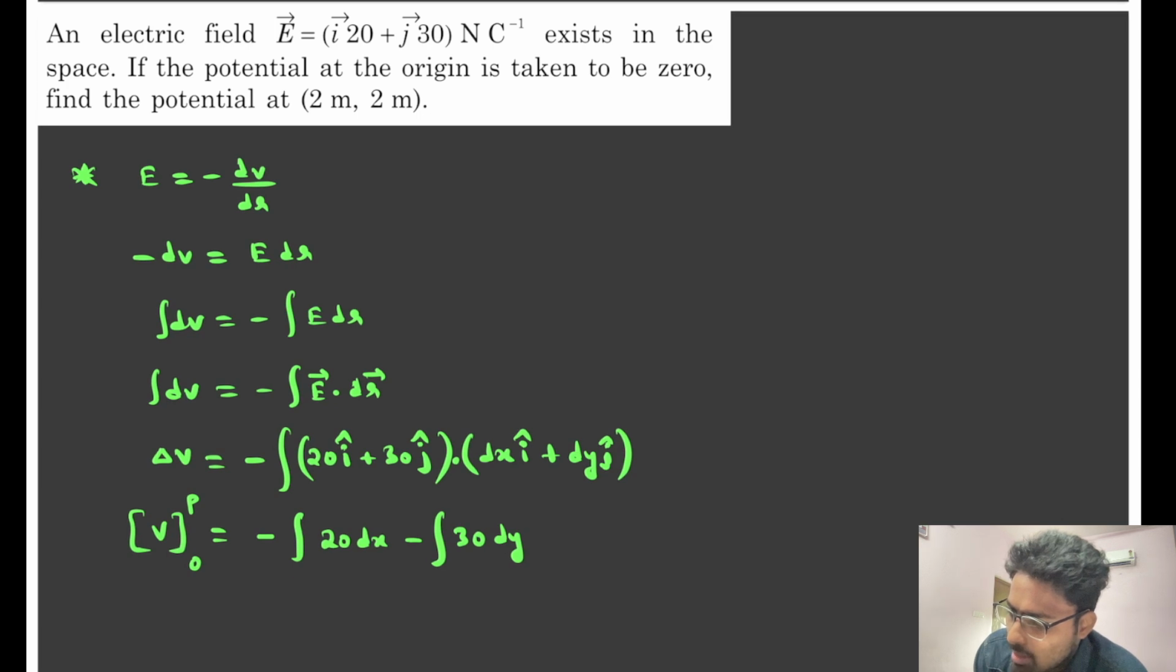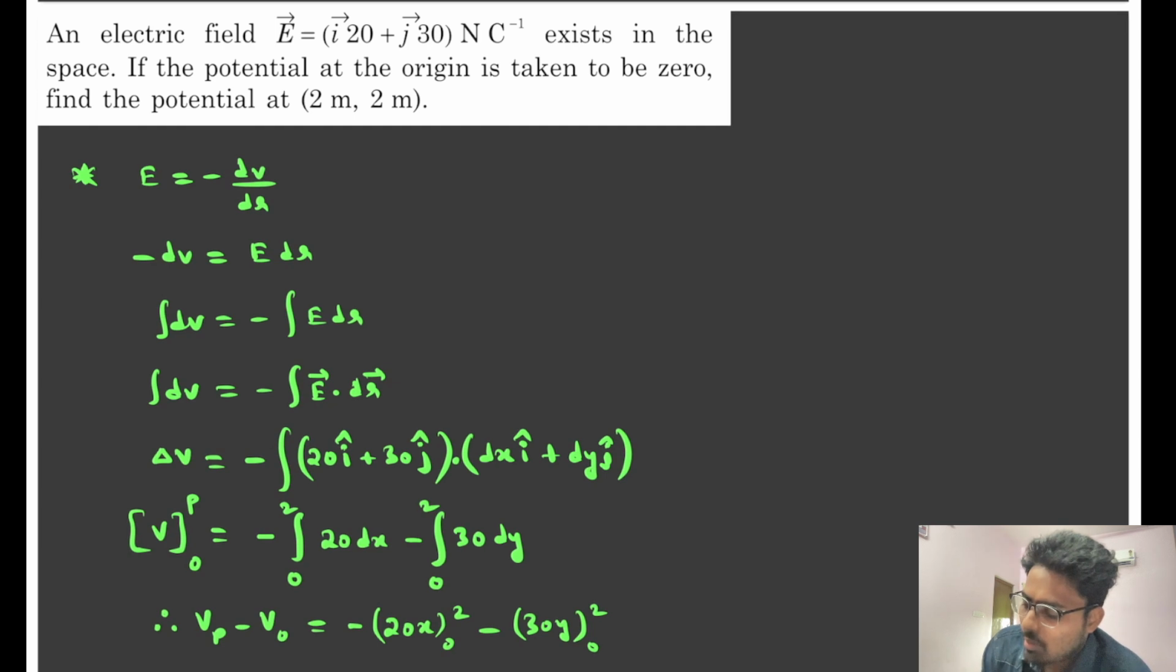Here x is taken from 0 to 2. Origin means 0 and point P is 2. Y is also taken from 0 to 2. So therefore Vp minus V0 is equal to minus 20 dx, which is 20x from 0 to 2, and here you will also get 30y from 0 to 2. So therefore it is 40 plus 60, which is 100, with the minus, so minus 100 for Vp minus V0.